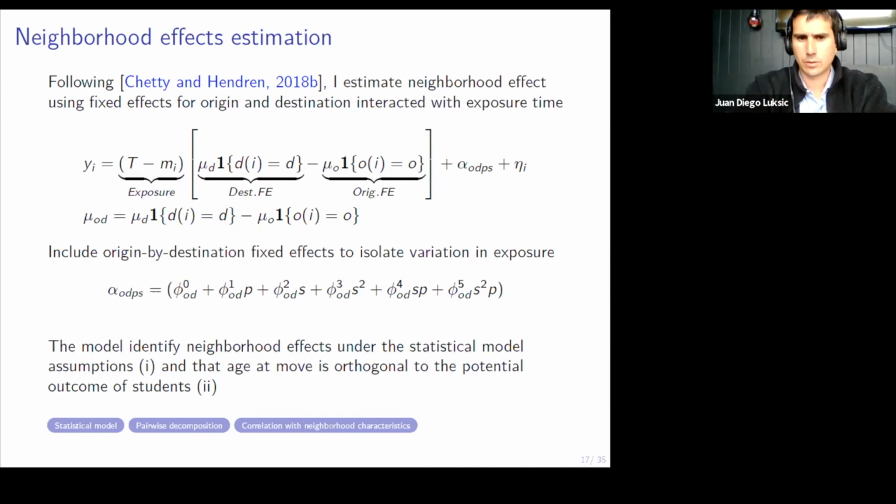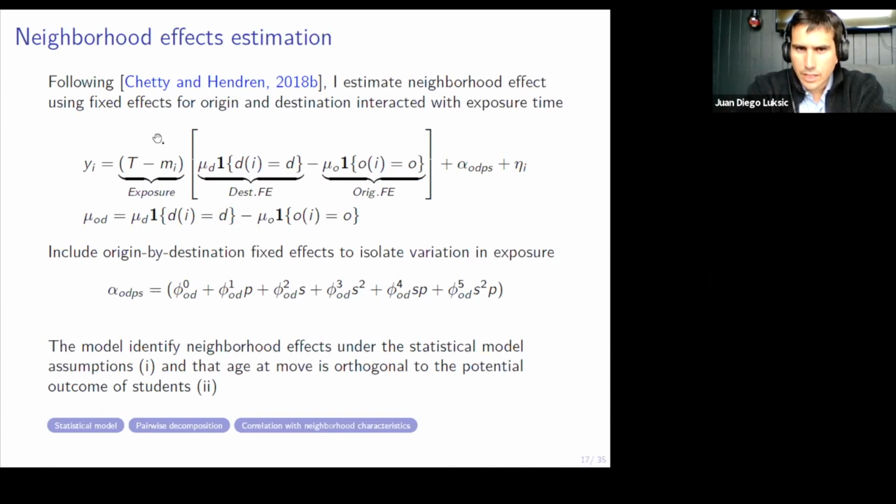outcome of students. So this means that these two groups of kids I was showing you before have to have the same potential outcome. Another way of saying it is that these kids that are moving at 7 or 8 years old are the same kids. They are similar.